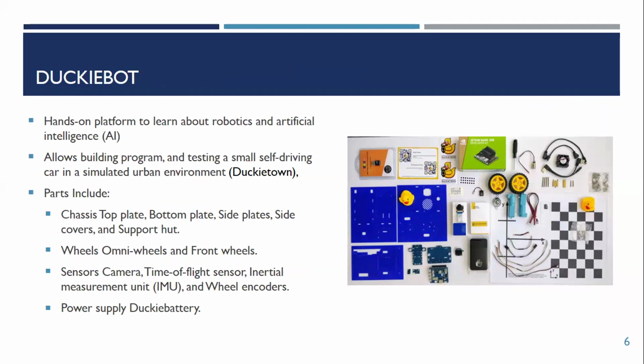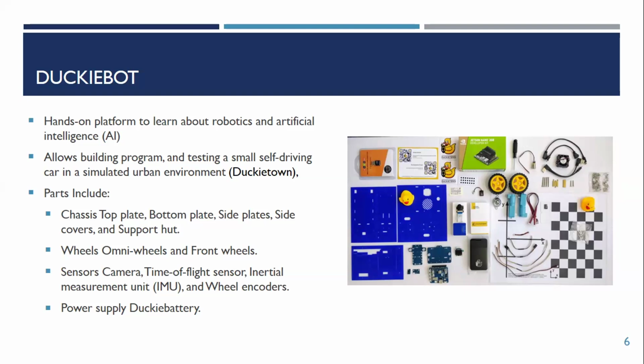This provides a practical way to understand concepts like computer vision, path planning, and control systems through real-world applications. Here are a few parts of the Duckieboard, as you can see in the image as well. We have the chassis, which is the top plate, bottom plate, side plates, and support nuts. That is the overall chassis of the Duckieboard.